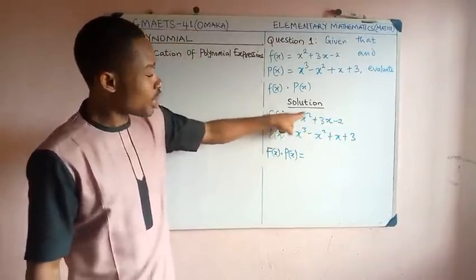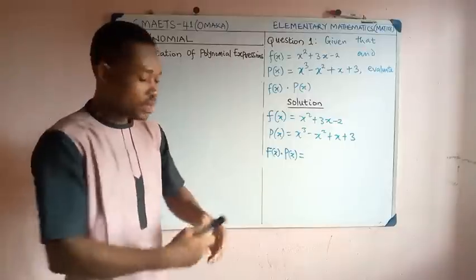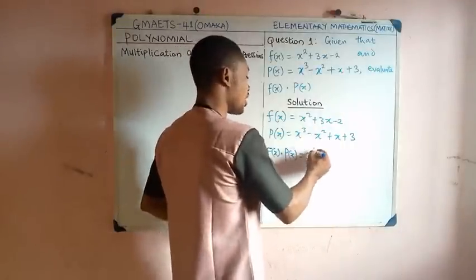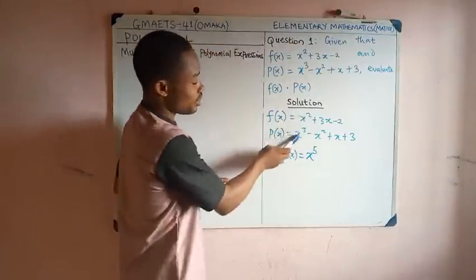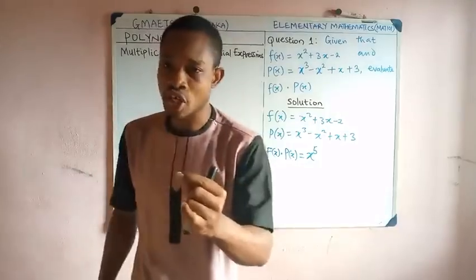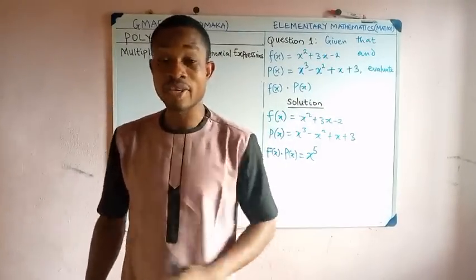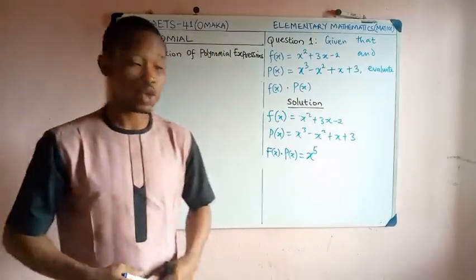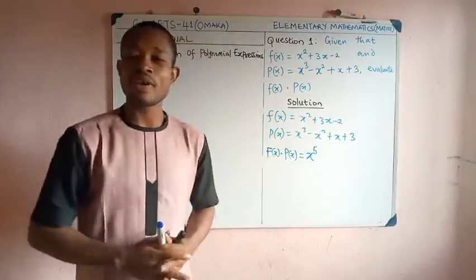Now if you do that, x raised to power 2 times x raised to power 3 will give us what? x raised to power 5. You know how we get that, right? You are multiplying the same base, so you pick one of the x, and then you add the powers. Multiplication law of indices. Very important. Be guided by that when you are doing multiplication of polynomials.